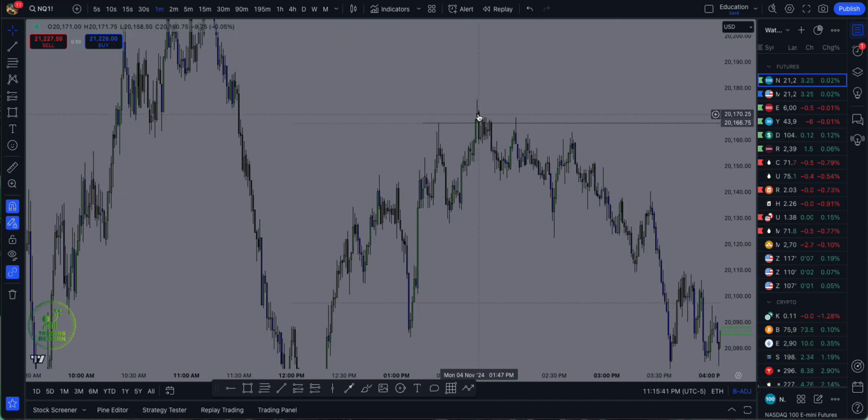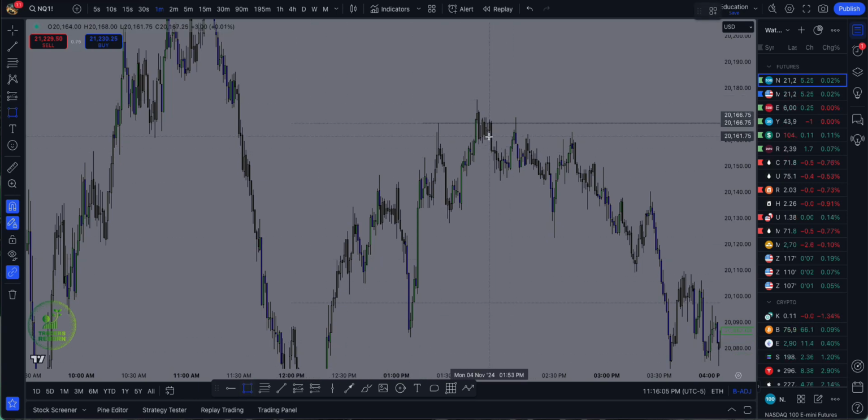We wicked pretty hard. We didn't wick inside, but we did wick hard enough that I wouldn't consider it a good close outside of it because of that rejection. We came down, chopped around a bit, then we displaced right here, and I would have taken this entry right here and put my stop up here above this high. And that would have been the trade.